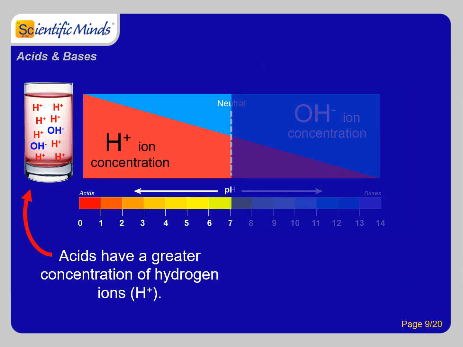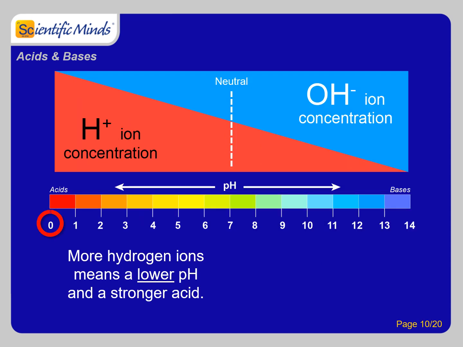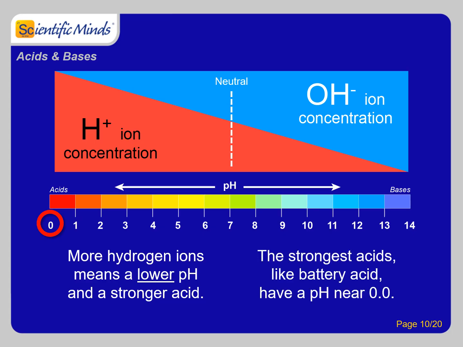Acids have a greater concentration of hydrogen ions. An acid is any solution with a pH below 7.0. More hydrogen ions means a lower pH and a stronger acid. The strongest acids, like battery acid, have a pH near 0.0.